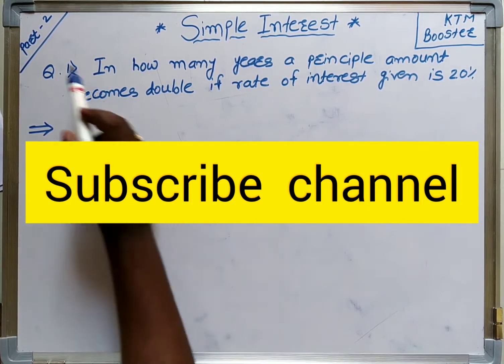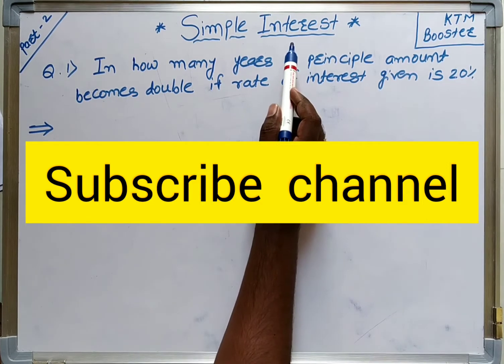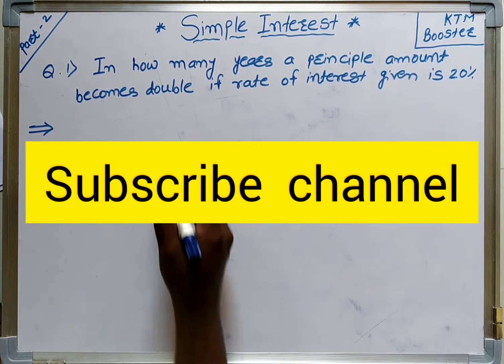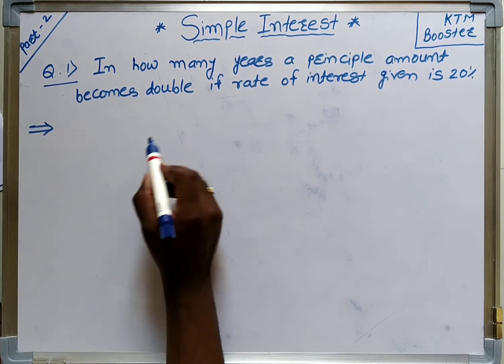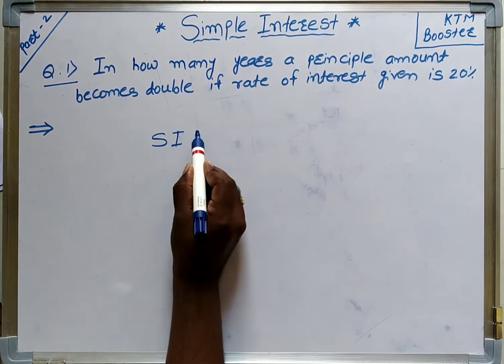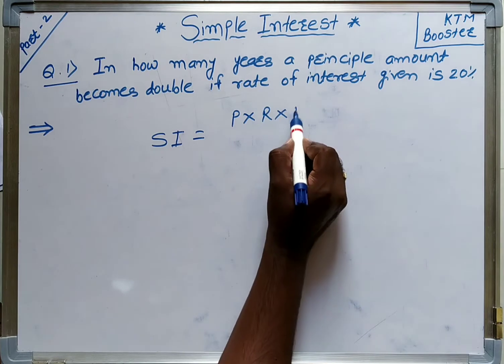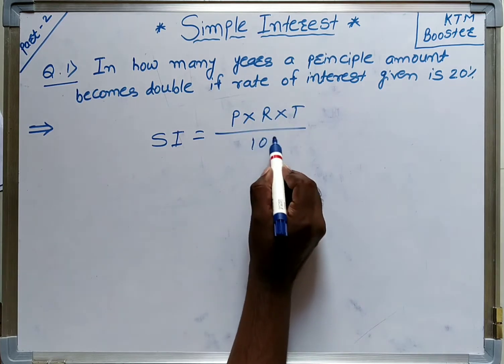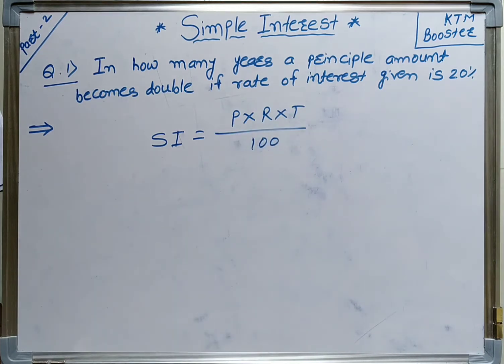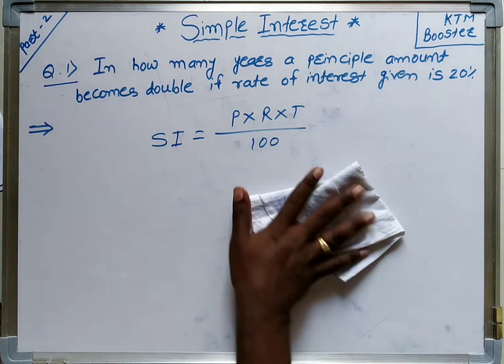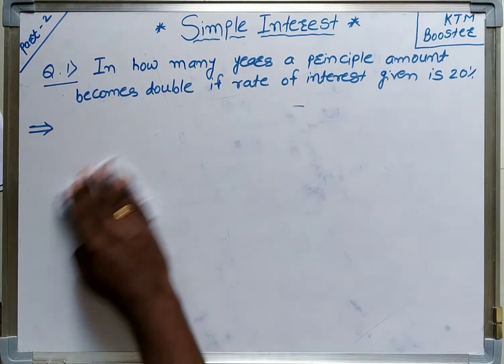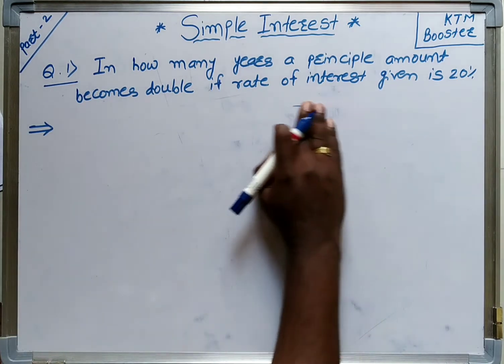Today we will be having part 2 of simple interest. So directly we will go with problem number 1. As we know, simple interest is calculated by using the formula P into R into T divided by 100. So let us go with our first problem.